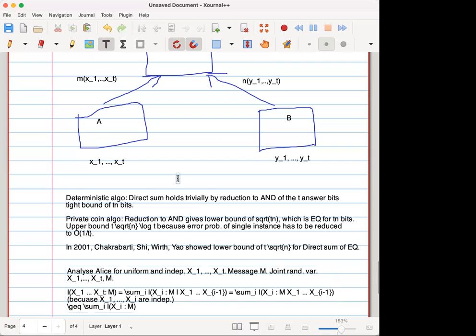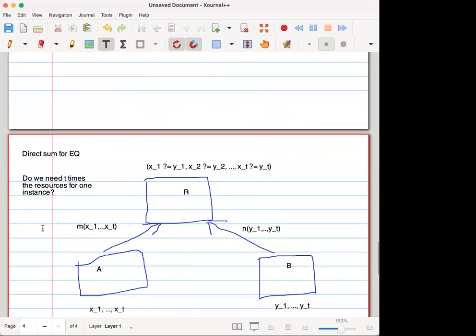Remember, I want to prove a lower bound for A and B. Alice's message is A bits.